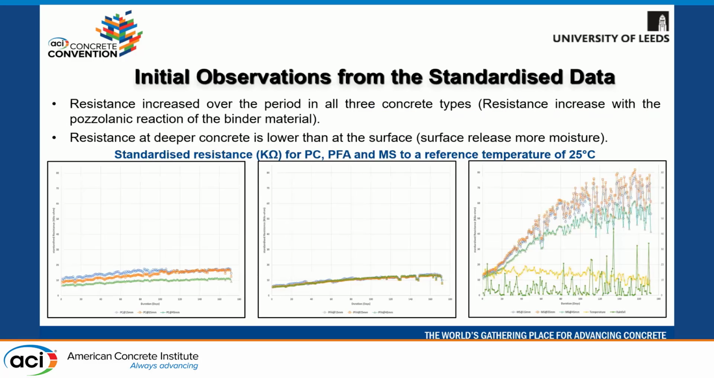So the initial observations from the standardized data were that resistance increased over a period of time in all three concrete types. That is because resistance increases with the pozzolanic reaction of the binder material. Also, microsilica increased at a faster rate than PFA and PC because addition of supplementary cementitious materials alters the pore structure due to the pozzolanic reactivity. Finally, resistance in deeper concrete is lower than at the surface because the surface is releasing more moisture while the deeper part is saturated, and evaporation of moisture leads to an increase in resistance.